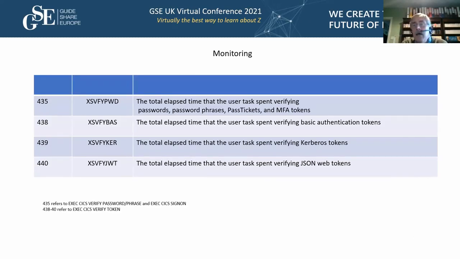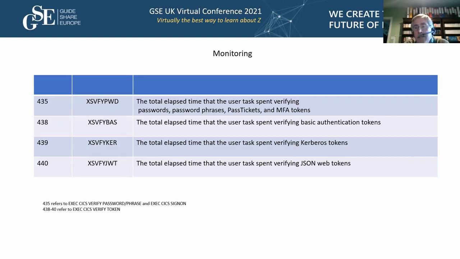So as I said, we've also introduced some monitoring, and the purpose of this is so that you've got information for those security requests that take rather longer. So there are 4 fields that we've got. The first one is to do with the verified password requests. Typically the things that would have longer times would be the MFA requests, if you've got any of those.